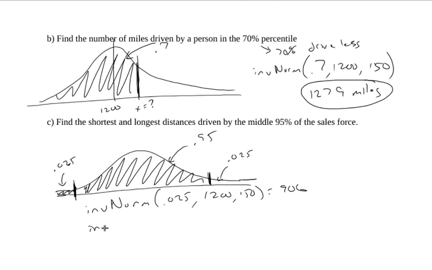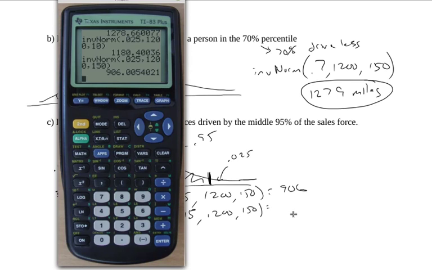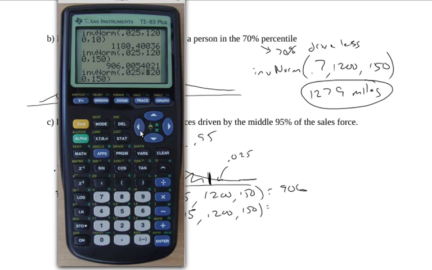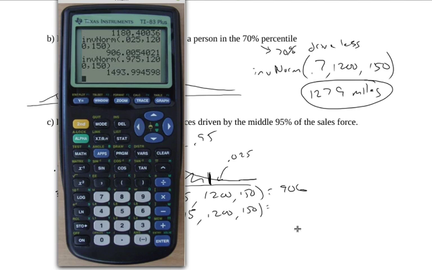And inverse norm for this upper cutoff, it looks like 97.5% lie to the left. And you could get that either by taking the 0.025 plus the 0.95 here to get 0.975, or by using your complement rule and seeing that there's 0.025 to the right. So when I do this one, I'm just going to do second enter to call that previous entry up and change this to 0.975. We get 1494.